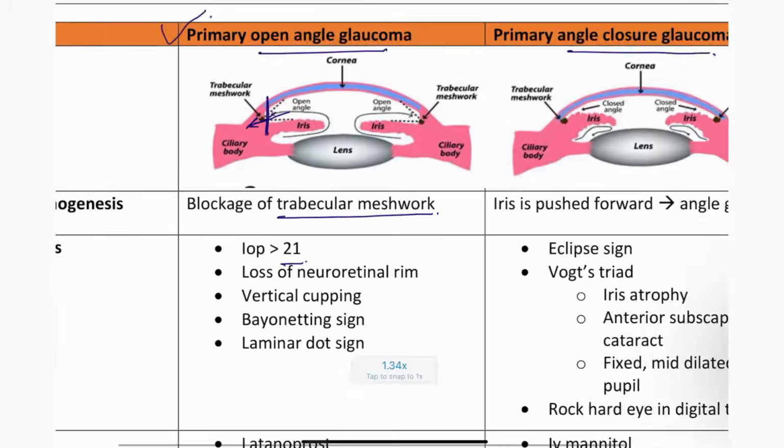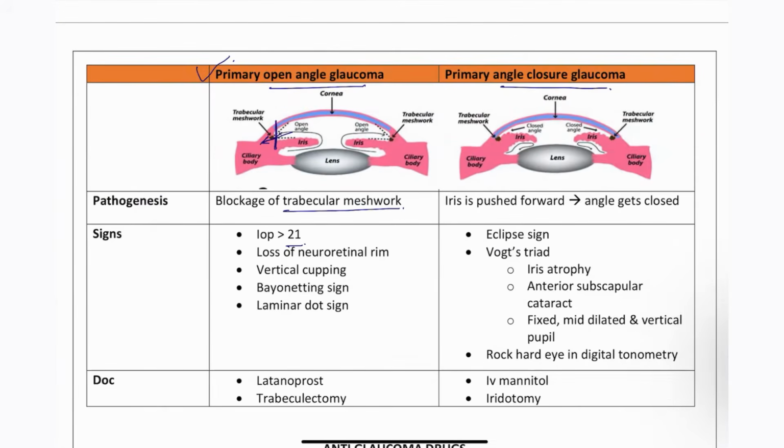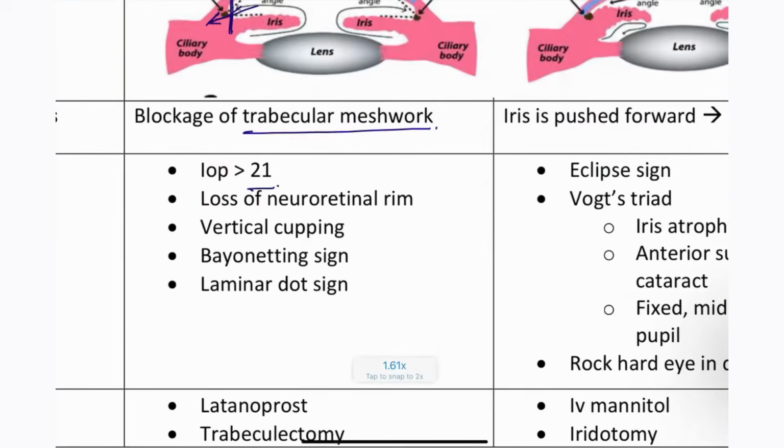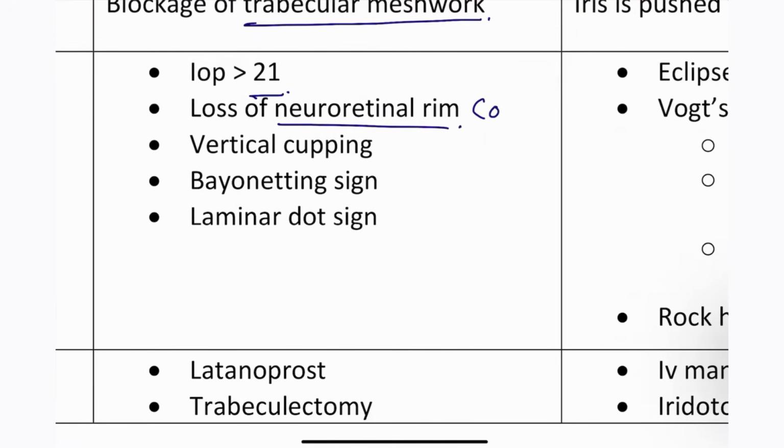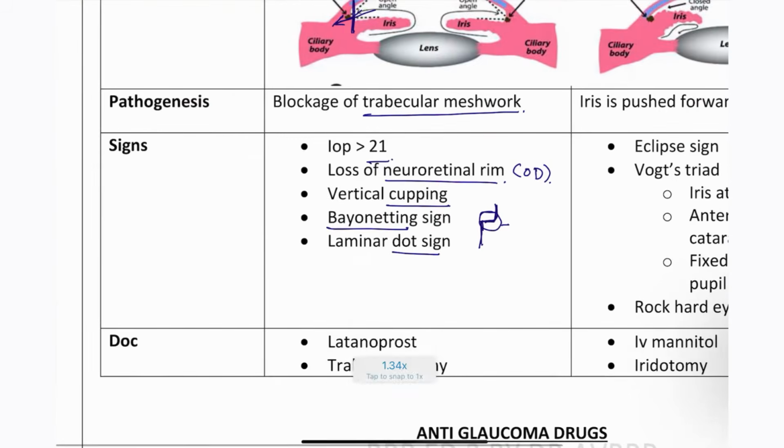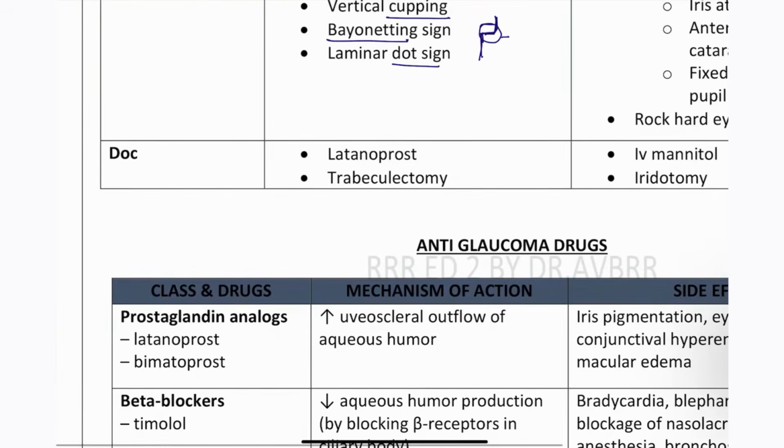On the different diagnostic tests, tonometry, spectrometry, you are going to see loss of the neuroretinal rim. On the optic disc, you are also going to observe the cupping sign, bayoneting sign. Bayoneting sign means the vessel is going to look bent like this. So this is your optic disc, where you are going to see the bayoneting sign and the laminar dot sign. These are the signs that you are going to see on examination. And the drug of choice for this patient is latanoprost.